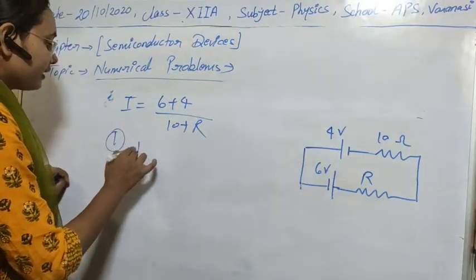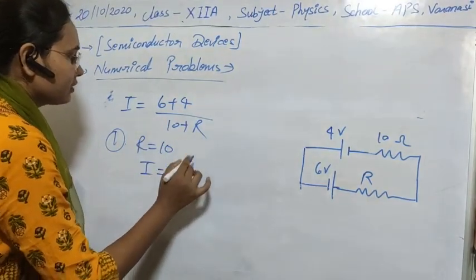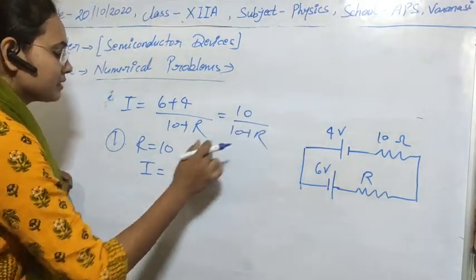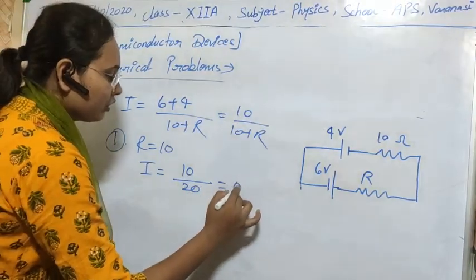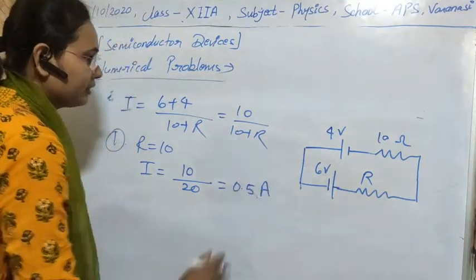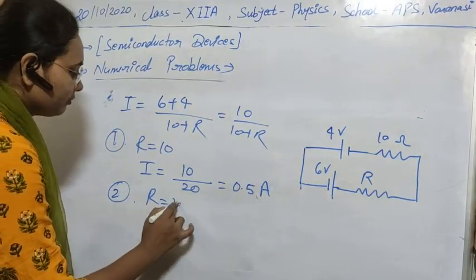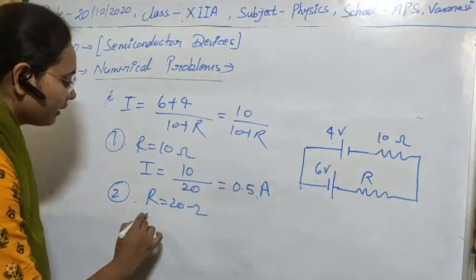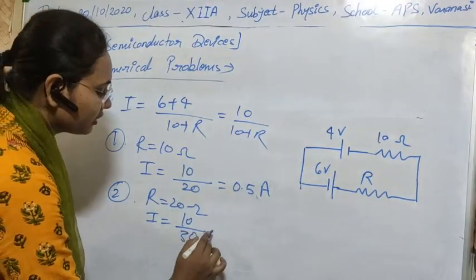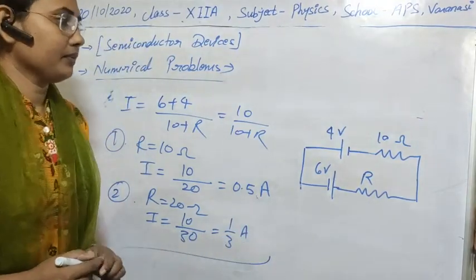The first case was R equal to 10 ohm. For R equal to 10 ohm, the current will be simply 10 upon (10 plus R), meaning 10 upon (10 plus 10), that is 20. So 1 by 2, or you can say 0.5 ampere. Clear? In the same manner, for R equal to 20 ohm, I will be 10 upon (20 plus 10), that is 30. So 1 by 3 ampere. So this is the result of this problem.